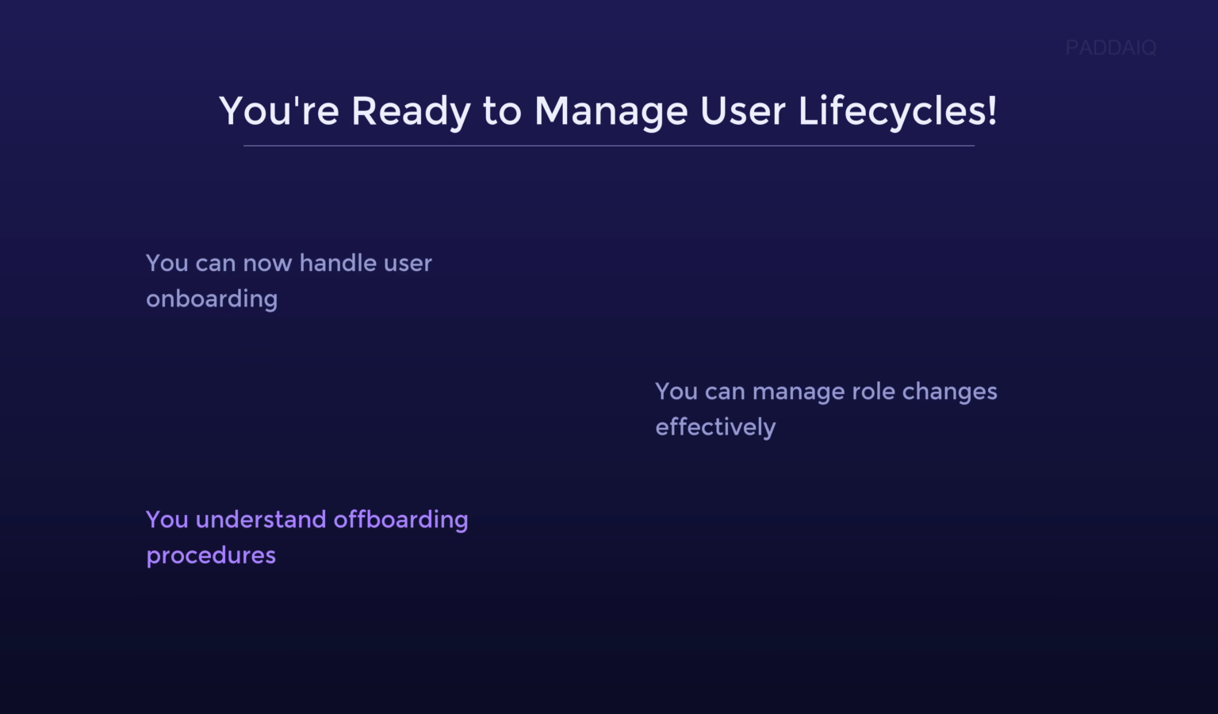You understand offboarding procedures. This means securely removing access when users leave projects or the company. For example, when an employee resigns, you revoke their system authorizations so they can no longer log in. Proper offboarding ensures data security and compliance are maintained after a user departs.